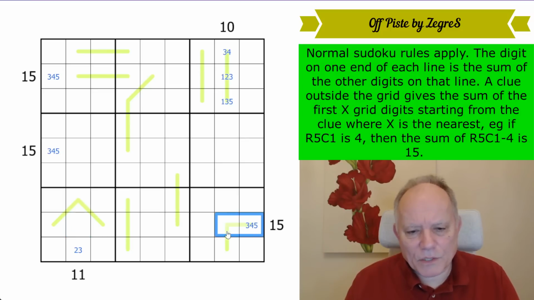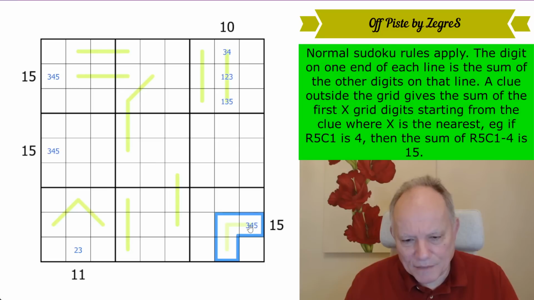Okay, I'm going to look at this one because it's got some parts of an arrow on it. Now, if this is a 3, these two add up to 12.